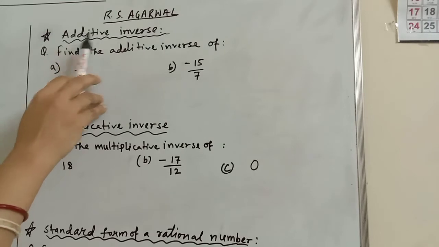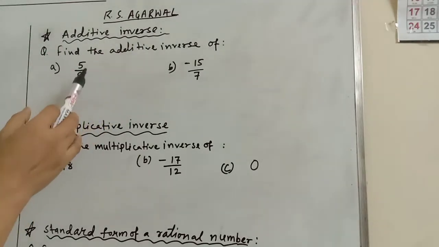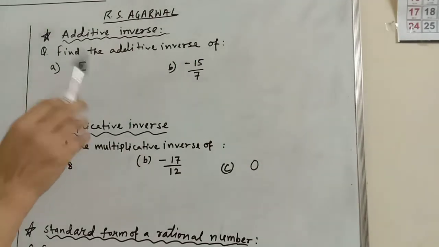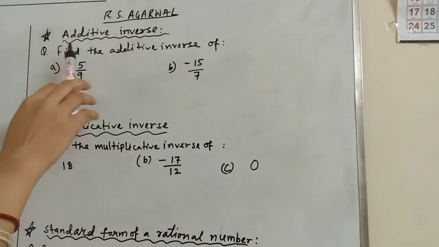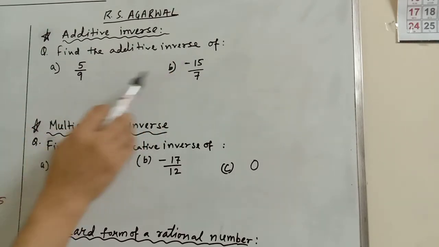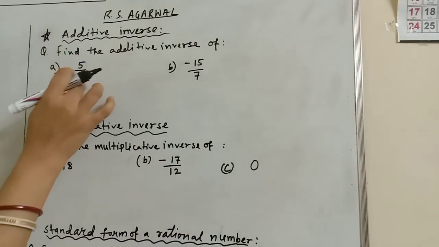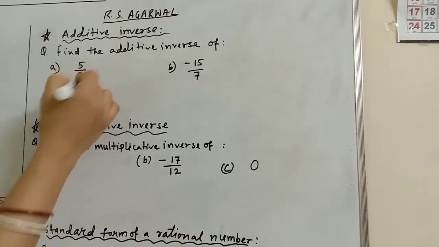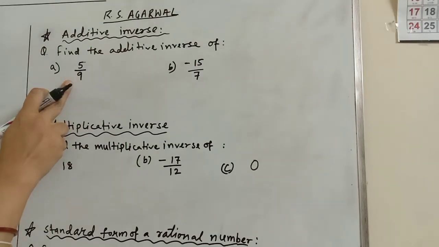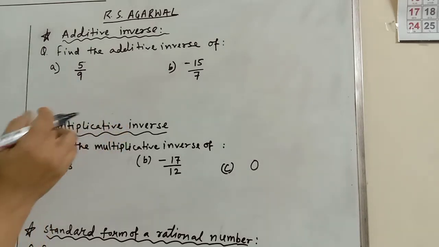Additive inverse means the number which you add to the given number so that the result will be 0. Find the additive inverse of 5 by 9 and minus 15 by 7. If the number is 5 by 9, which number will you add with this to get 0? Yes, minus 5 by 9. If you add it with this number, you will get 0 as the result.